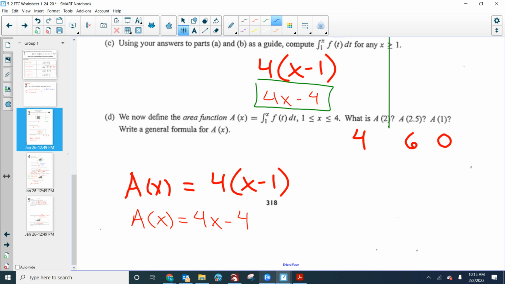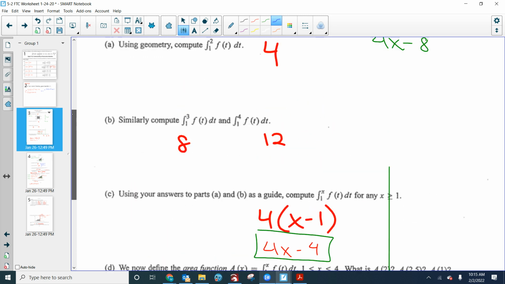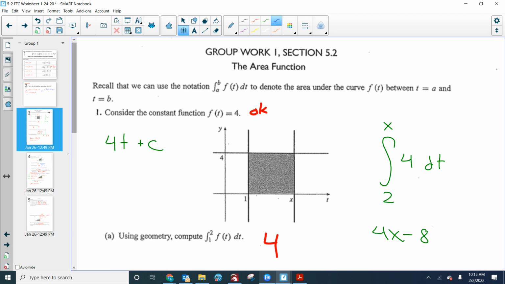I'm ready to make a connection. Where did that 4x minus 4 come from? Because we just used geometry, right? I mean, it was a constant function. It was y equals 4, f equals 4. Constant function. Rectangle. 4x minus 4. What was that rectangle? Area. Wasn't it the antiderivative of 4? Is it 4x plus c? An antiderivative of 4? Yes? Okay, keep that in mind.